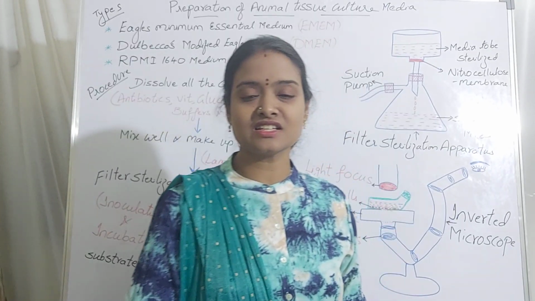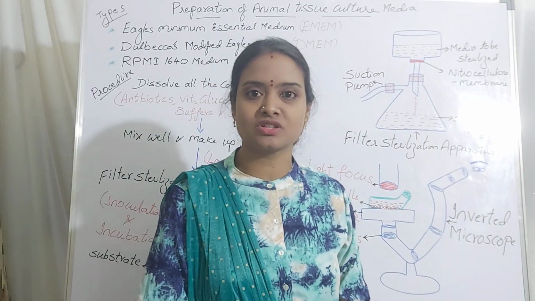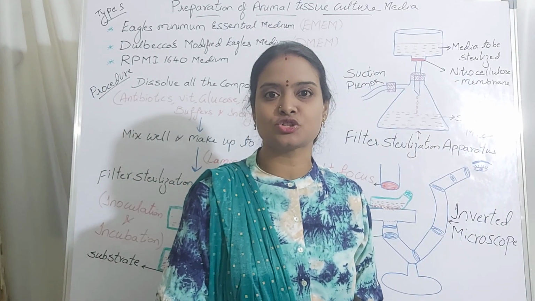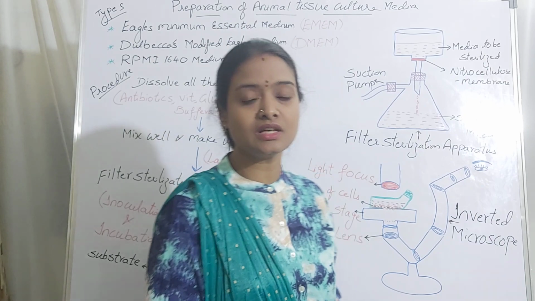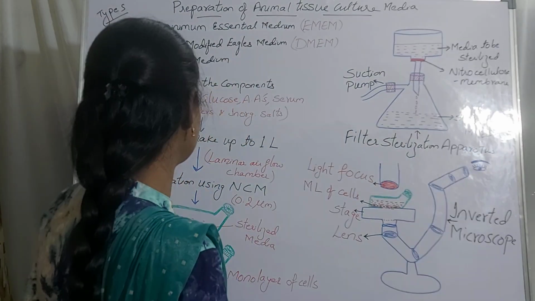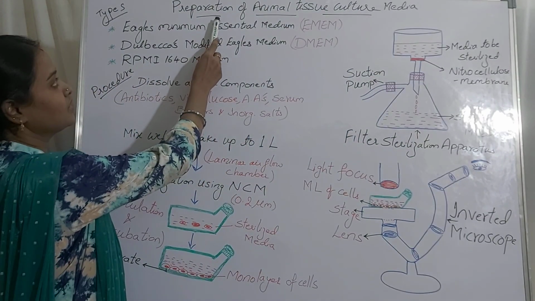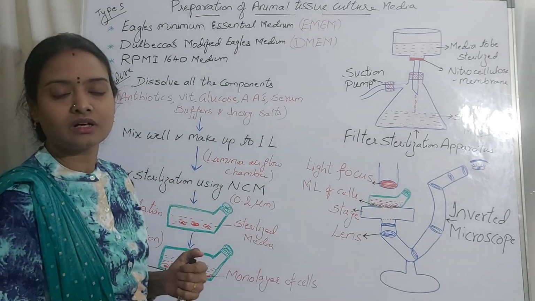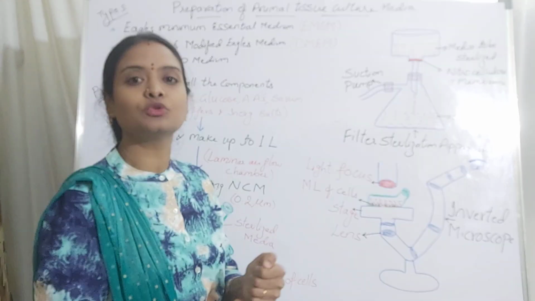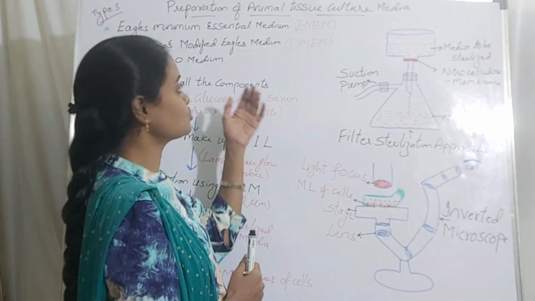So in last class we discussed the composition and components of animal tissue culture media. Today we will see how you are going to prepare this media. When you are preparing the media, based on the type of cell you want to culture, you are supposed to select the media.